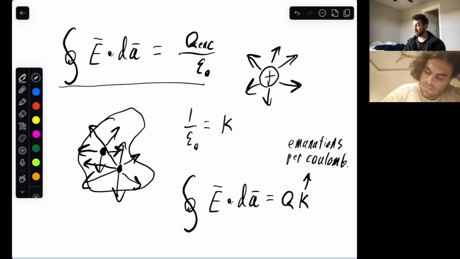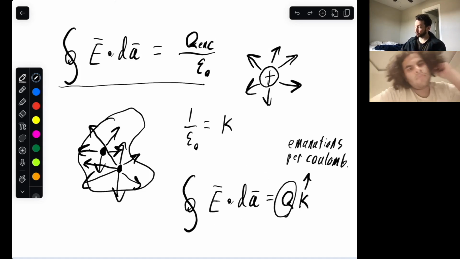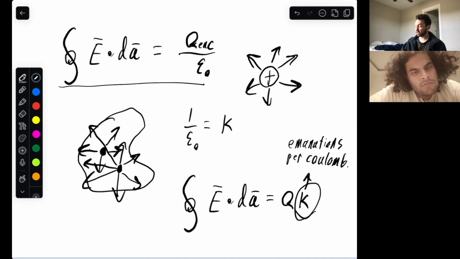It means the number of emanations per Coulomb. Can you see that from the equation? Yes, because this is the total number of emanations. These are the number of coulombs. And so this is just a constant that tells us how many emanations, like how many fragments the grenade throws out, basically. And this is emanations per Coulomb, or more specifically, electric field produced per Coulomb. Okay, so that's one way to think about the physical meaning of this.